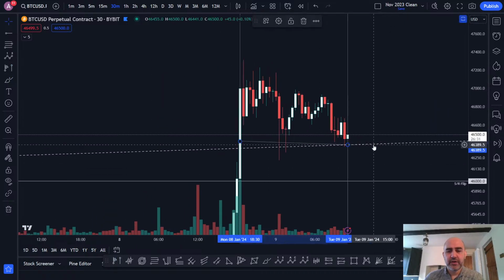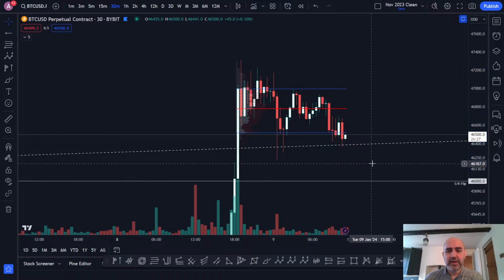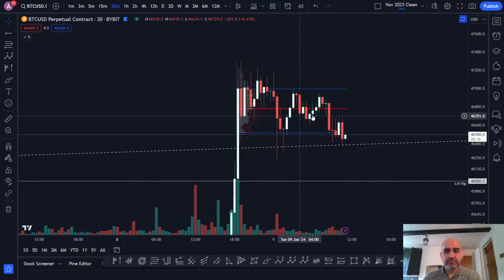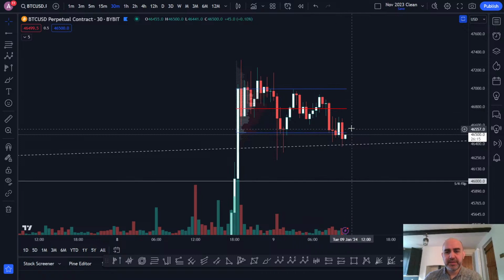If I pull a volume profile on this range, you can see that we're teetering at the lower end, but I don't think the range is formed enough for the volume levels to be necessarily tradable or correct.